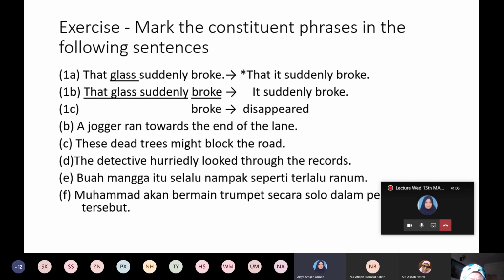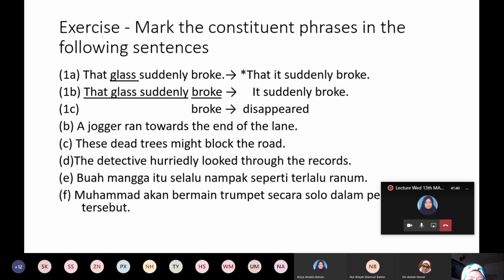These dead trees, and then block the road, and road. What about might? Might. I'm not sure about the might because I'm not sure whether they can be moved around or not. But you can actually substitute might with could, may. Oh yeah. Oh, I see. You can substitute with other modal auxiliary.